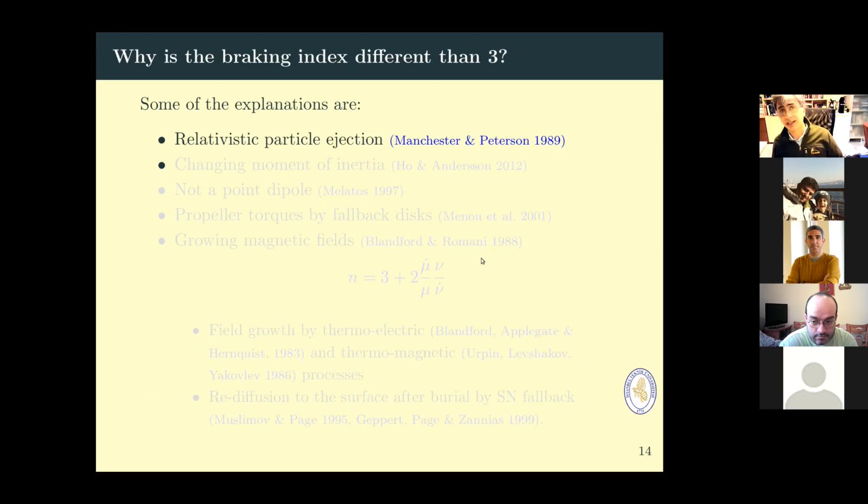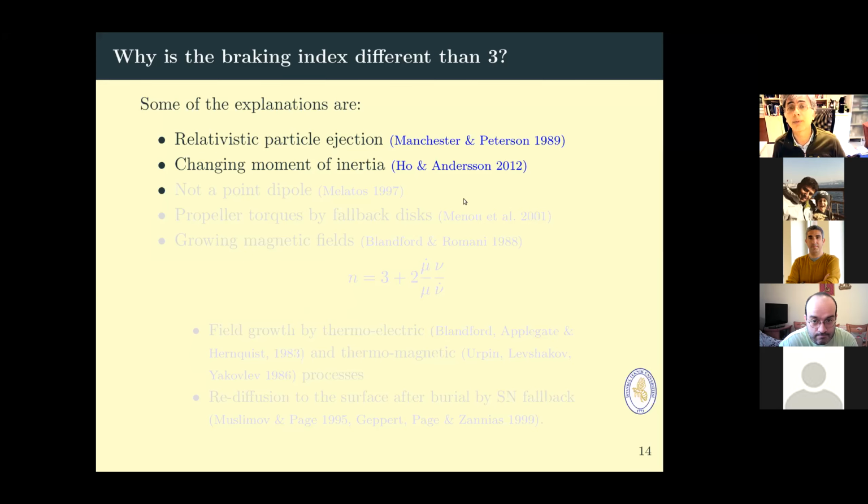Some of the explanations proposed for this are as follows. One is the relativistic particle ejection. Well, this is observed already, right? There are relativistic particle ejections, but will it explain all of these braking indices? That's the question. Another is the changing moment of inertia. Remember, as the neutron star is born and it's cooling down, the superfluid components will change in size, and this would lead to a changing moment of inertia. And this could cause these braking indices.